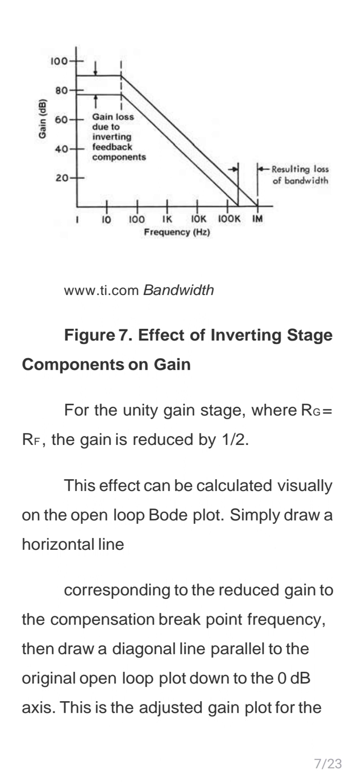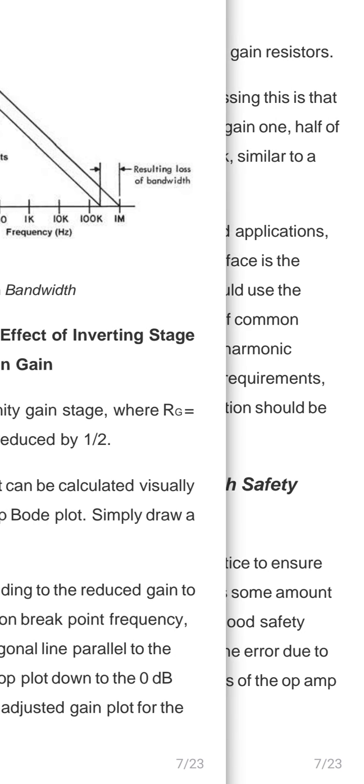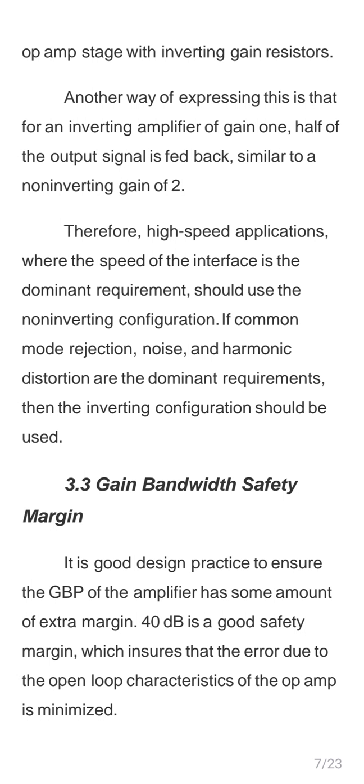This is called the unity gain stage, where the gain resistance is equal to the feedback resistance. The gain is reduced by one half. This effect is calculated from the open loop Bode plots. It is also drawn from the horizontal lines. The gain at this point is where the frequency breaks. The dropping diagonal line is parallel to the original loop, which is the 0 dB axis here. Then for the inverting amplifier gain, half of the input signal is fed back. It is similar to the non-inverting gain of 2.